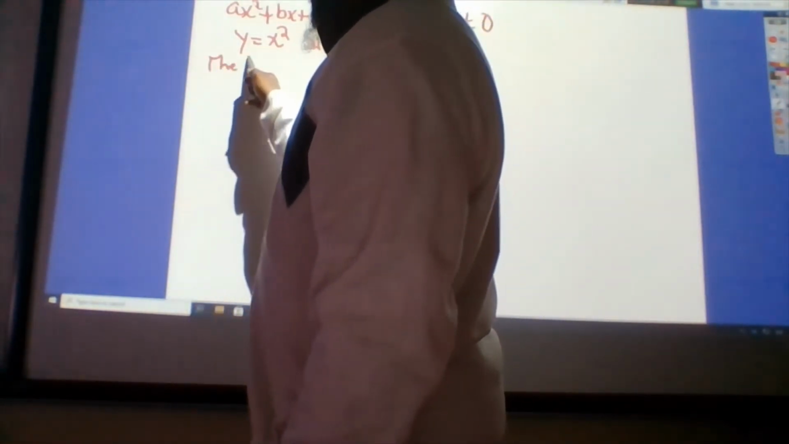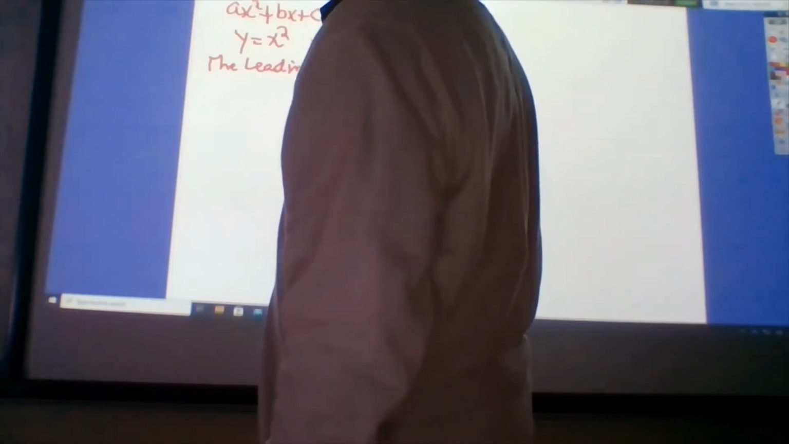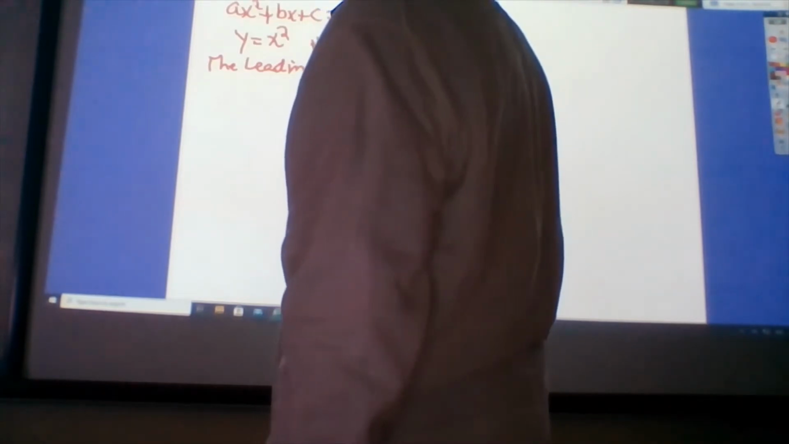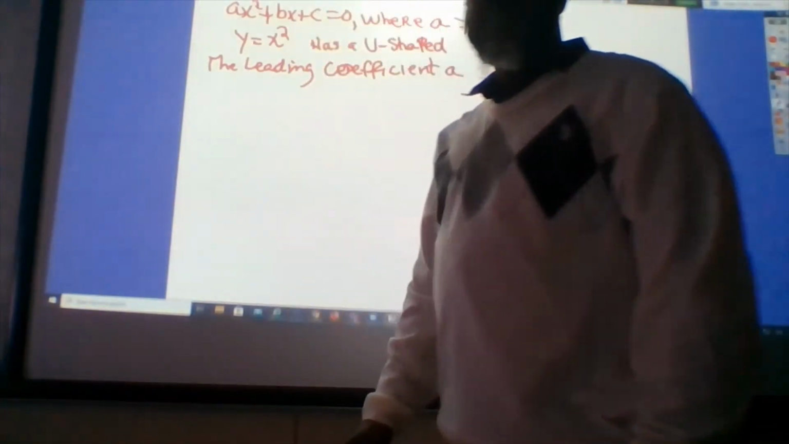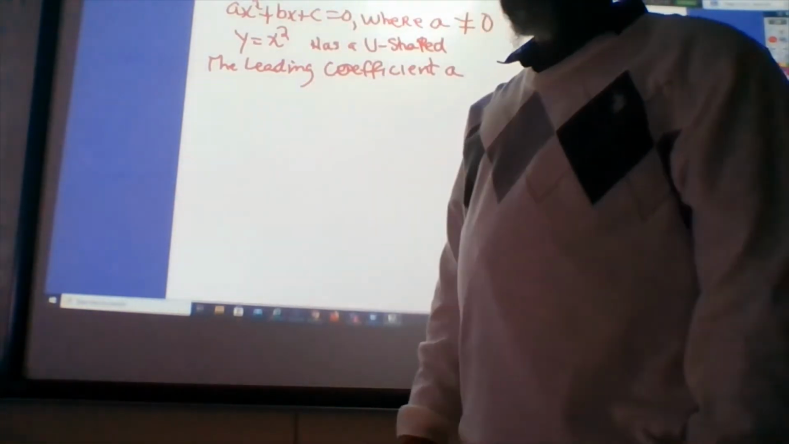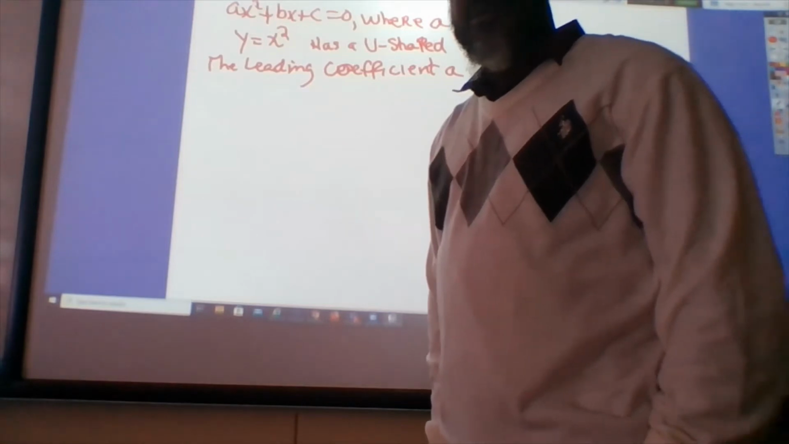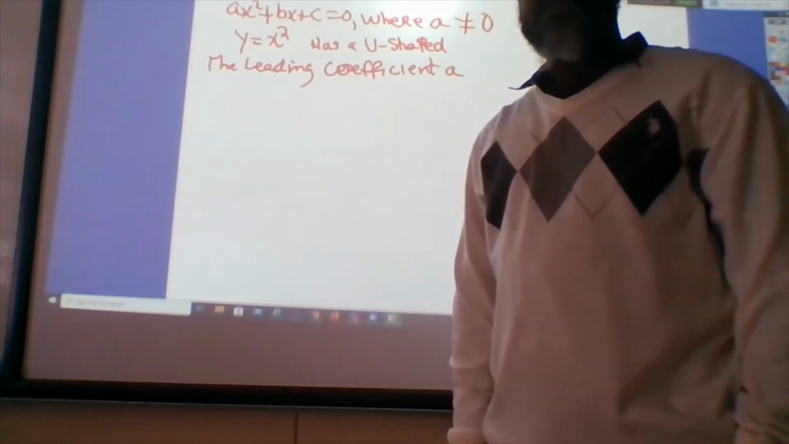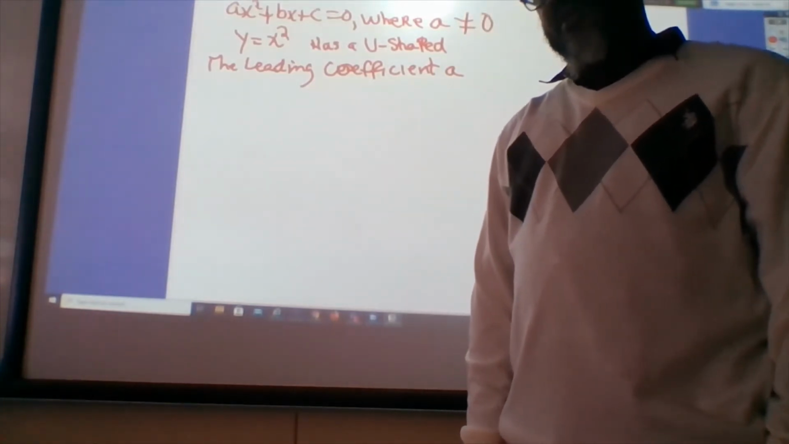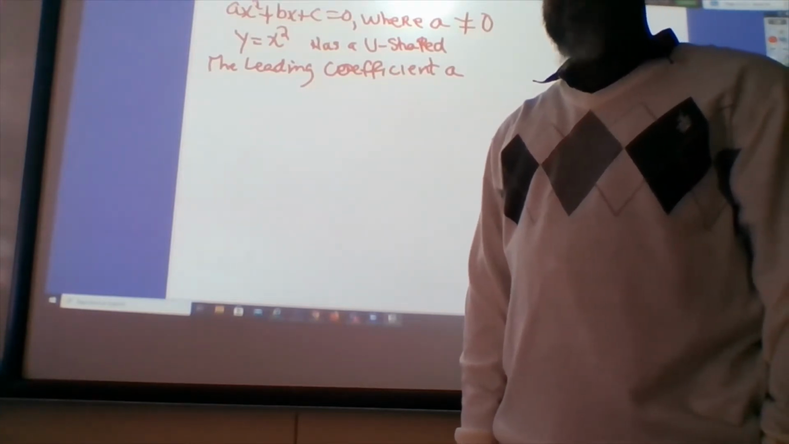All right. The leading coefficient A will determine if the graph goes up or down. So in this lesson, we're going to focus on when it goes up and down. In conic sections, there are two other possibilities: it can go to the right or to the left. So for the purpose of argument, we're going to focus on when it goes up and down only. So the leading coefficient will determine that.